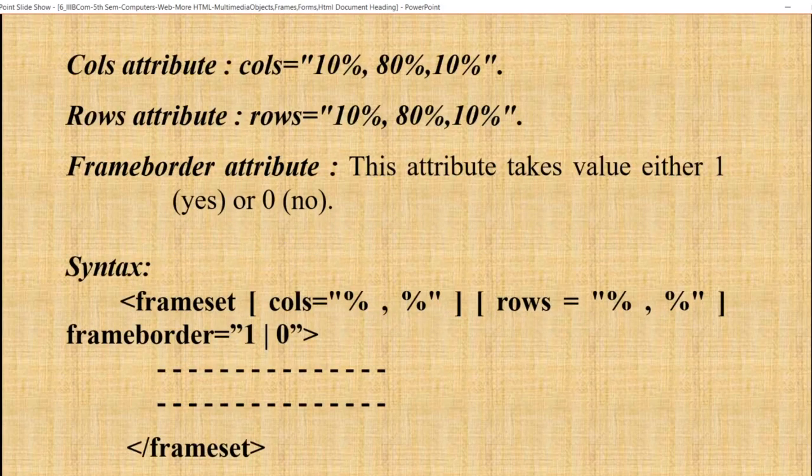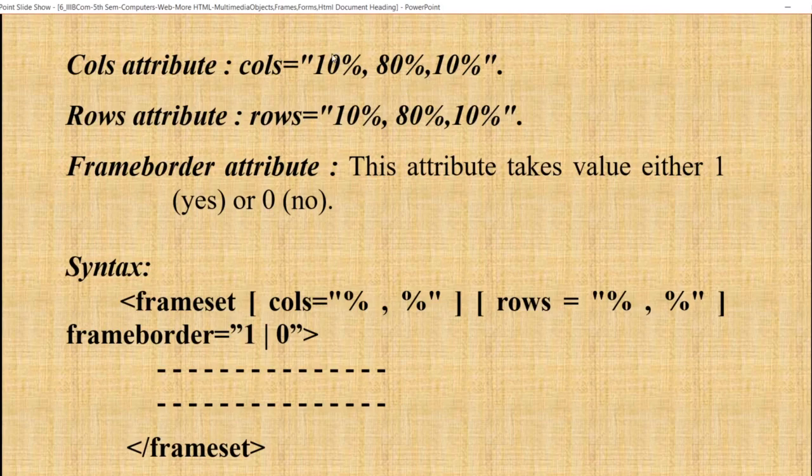Syntax for frameset. Cols attribute, rows attribute. As I specified, the cols attribute divides the frame into what type of frames? Vertical frames. And the rows attribute divides the frame into horizontal frames. Frameborder takes a value of either 1 or 0. If we want to place a border for a frameset, then we use 1, or else 0. This is the syntax for frameset. The tag used is frameset with attributes cols, rows and frameborder.